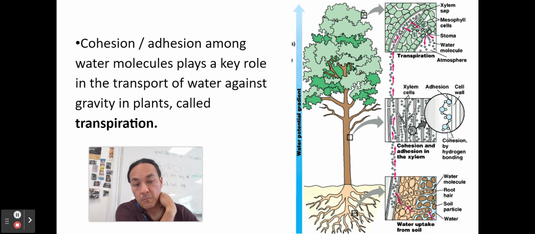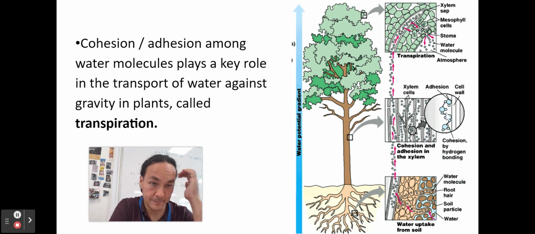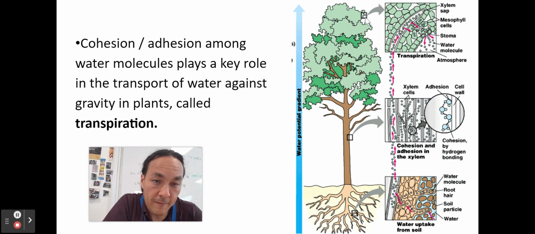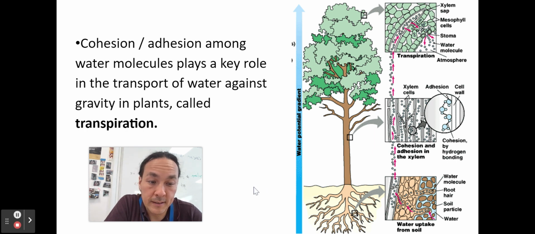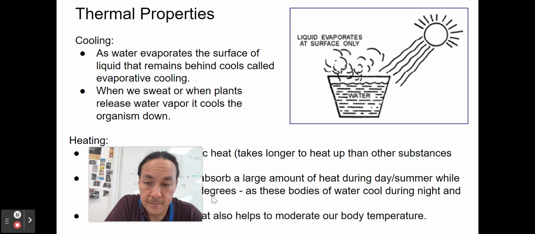But because water can adhere to the xylem wall and cohere to itself, it's able to get pulled up like a chain up a plant. When water evaporates out of the stomata in a leaf, it pulls up the next water molecule. And this works to get water all the way up a tree. We modeled that in class with the capillary tubes as well.